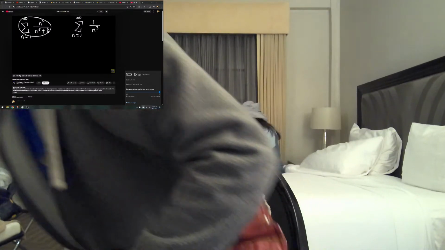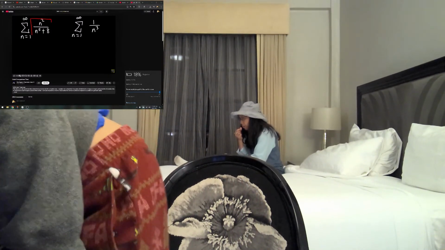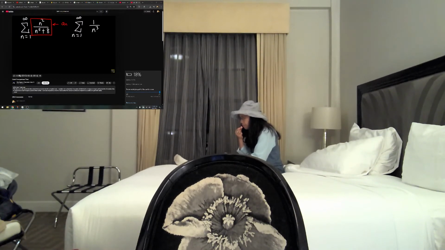So now let's use the limit comparison test to see if this is going to converge as well. What we're going to do at this point is call this a sub n, and 1 over n cubed, let's identify that as b sub n. So we're going to take the limit as n approaches infinity of a sub n divided by b sub n. But instead of writing it that way, I'm going to write it as a sub n times the reciprocal of b sub n. So this is going to be the limit as n approaches infinity of n squared divided by n to the 5th plus 8 times 1 over n cubed. 1 divided by 1 over n cubed is the same as n to the 3rd power.